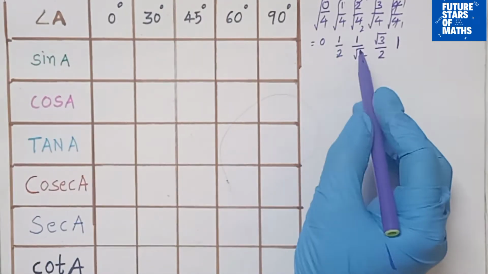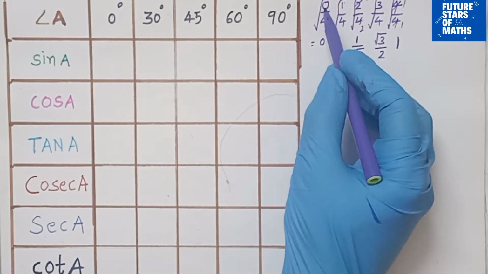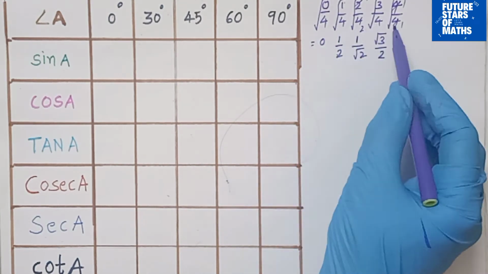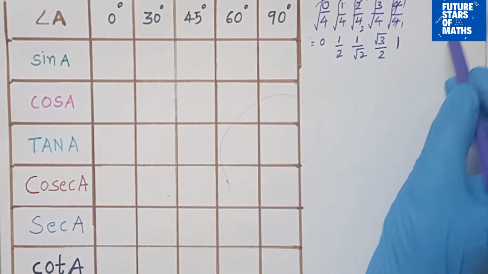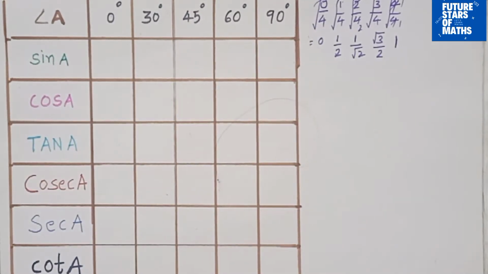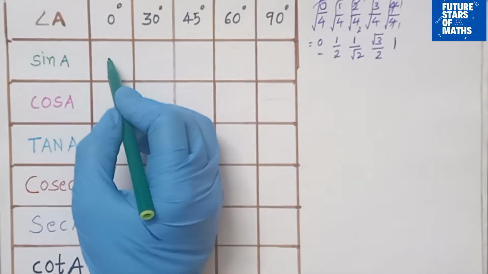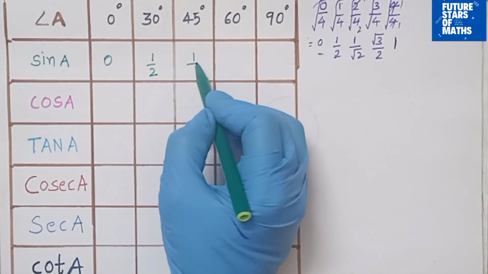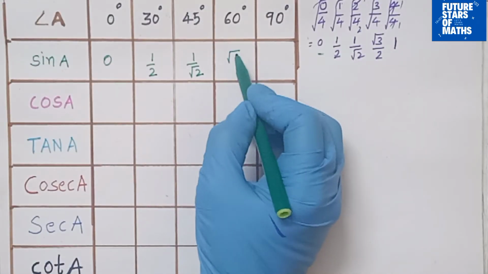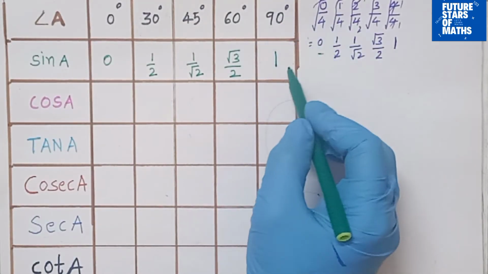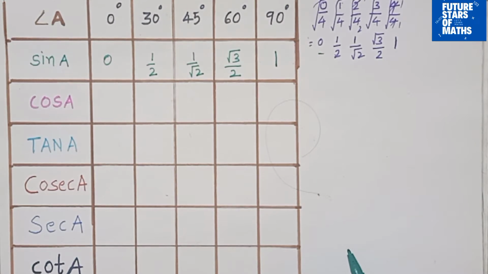So is it clear, students? First you have to write 0, 1, 2, 3, 4. Then divide each of them by 4 and write square root on each term. Then find the answers and write them here. So what are the values? Sine 0: the first thing which we got is 0. So we'll copy it here. The next one is 1 by 2. Then 1 by root 2. Then the next value is root 3 by 2. And for last, that is 90 degrees, it is 1. Is it clear till here, students?